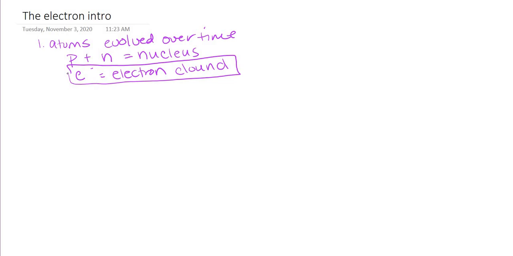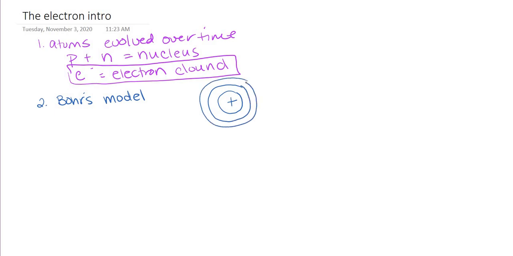So in previous classes, you may have heard about a model called the Bohr's model. So the Bohr's model technically is not correct. This is the model that is widely believed and widely used. However, his model shows electrons in these specific orbits, but that's not really where they're found. They're found more in what we call an electron cloud outside of the nucleus. So his model is not really correct.